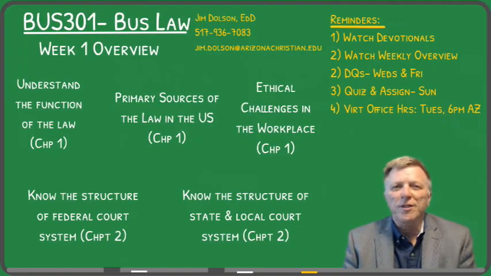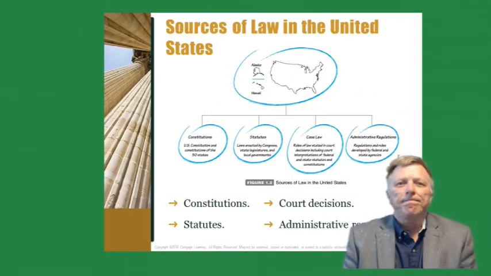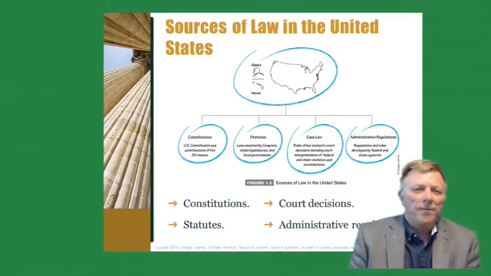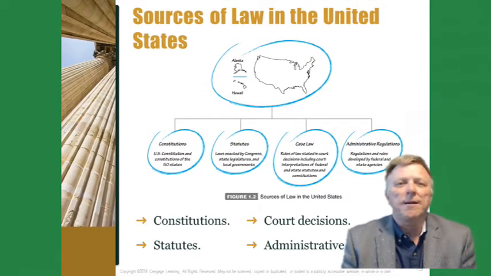Let's look at the primary sources of the law in the U.S. At that bottom level, there's the Constitution, there's the state level government, there's administrative regulations, there's statutes.